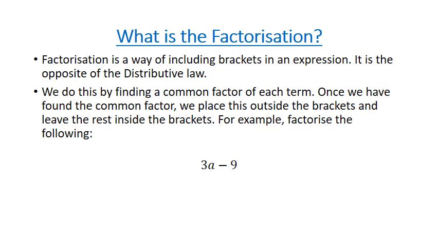So if we look at our example of 3a minus 9, we know that 3a is essentially 3 multiplied by a. And we know that minus 9 is actually minus 3 times 3. Therefore, we can see that we have a factor of 3 in each of the terms. We take that common factor out the front, and then we put whatever's left over back in the brackets. And in this particular case, we've got 3 outside, bracket, a take 3, end bracket on the inside.